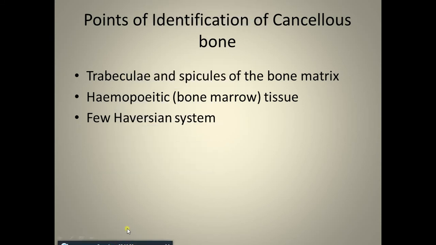Now, what are the different points? What are the key points of identification of cancellous bone? The bony matrix is in the form of trabeculae or spicules, mainly trabeculae, and it surrounds the hemopoietic, yani bone marrow tissue. It contains the marrow spaces, and it has usually none to one or hardly any Haversian canal system. आप ये समझें कि none. There is no Haversian canal system or osteon present in a cancellous bone.